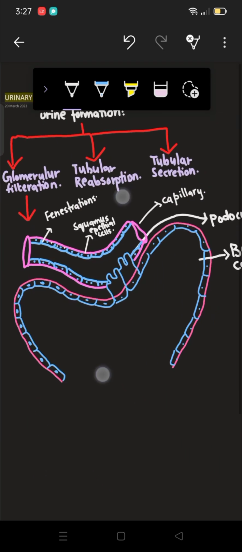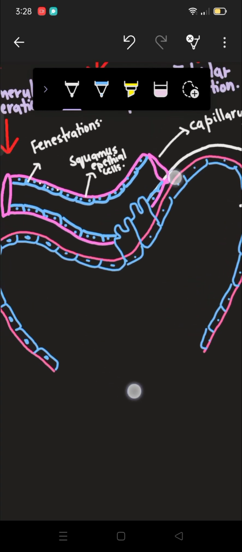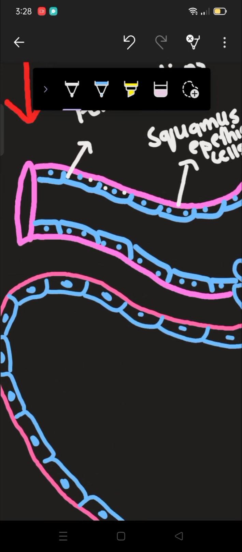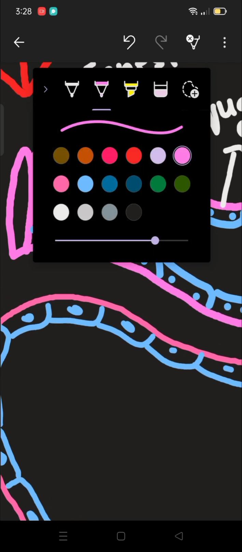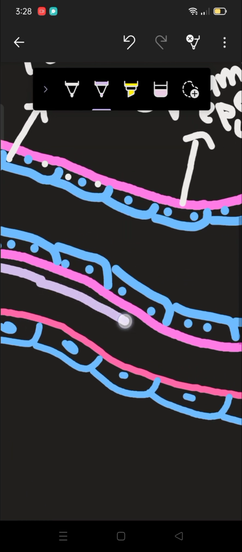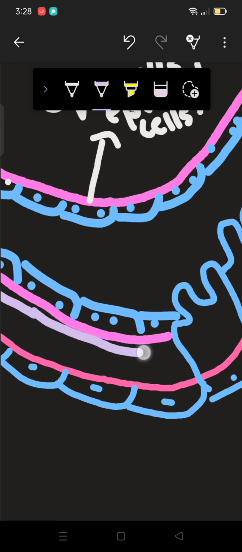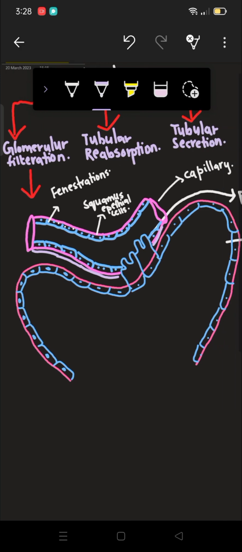Alright, by what will it get filtered? So now what do we have? We do have basement membrane here as well on the base of the capillary. So I should make this as well with this color. So here I have basement membrane. Here I have basement membrane.